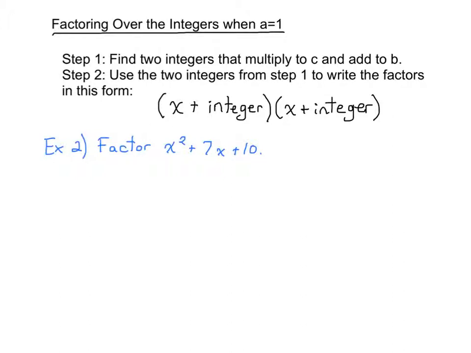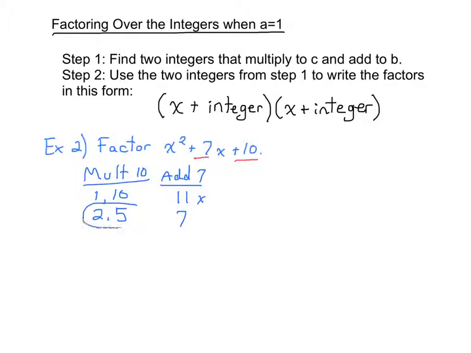The first one is to factor, well actually this would be the second example using this method, factor x squared plus 7x plus 10. We need to find two numbers that multiply to 10 and add to 7. Numbers that multiply to 10 are 1 and 10, which would add up to 11, so we can't use those two numbers. And 2 and 5 multiply to 10 and add to 7. So 2 and 5 are the integers we want to use. So the factored form of x squared plus 7x plus 10 is (x plus 2) times (x plus 5).